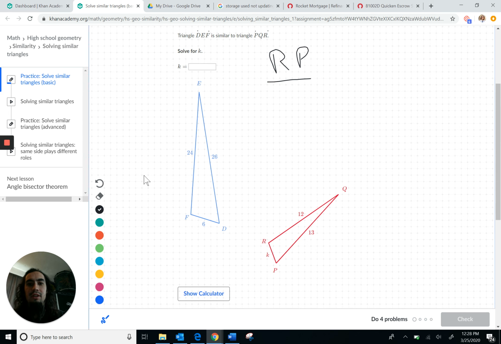So we know this is going to be FD. That's not what an F looks like. Let me try one more time. That's better. Okay, so I've set up my first ratio. RP is what we want, and FD is what it corresponds to.